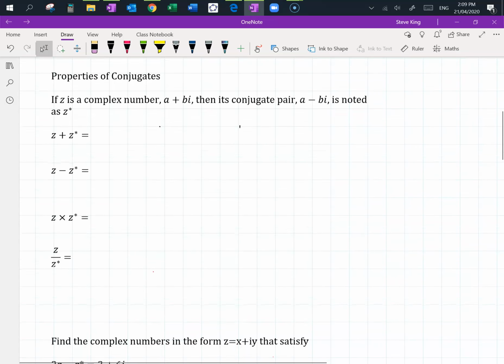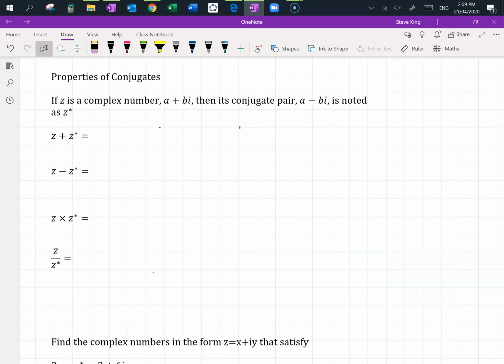So we're going to look at the properties of conjugates. So if I define a complex number as being z equals a plus bi, then its conjugate is going to be a minus bi. And we note this down as z with an asterisk next to it. So if I look at adding these two together, I'm going to get a plus bi plus a minus bi, and that will result in a simplified answer of simply 2a, 2 lots of the real component of the number.